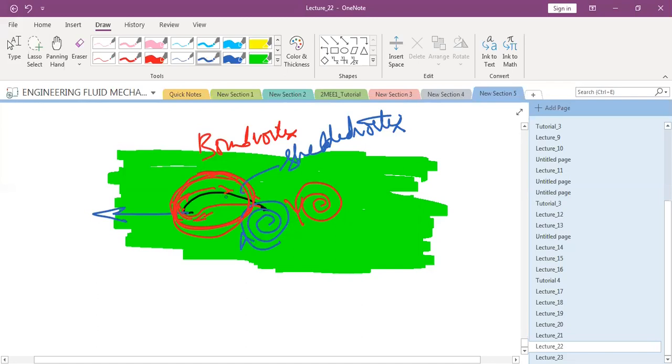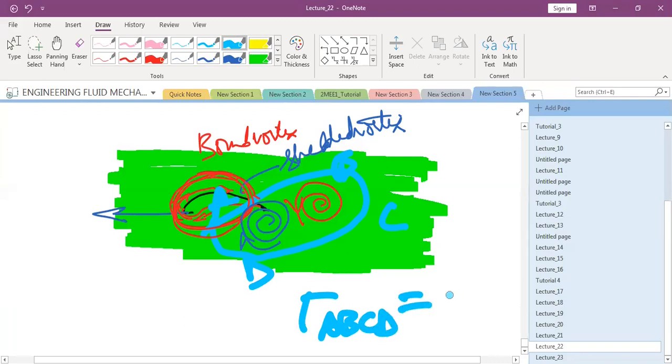So now if I ask you, if I again take this as the closed curve ABCD, what is the circulation ABCD? Zero or non-zero? Circulation ABCD will be zero or non-zero in this case. Zero.